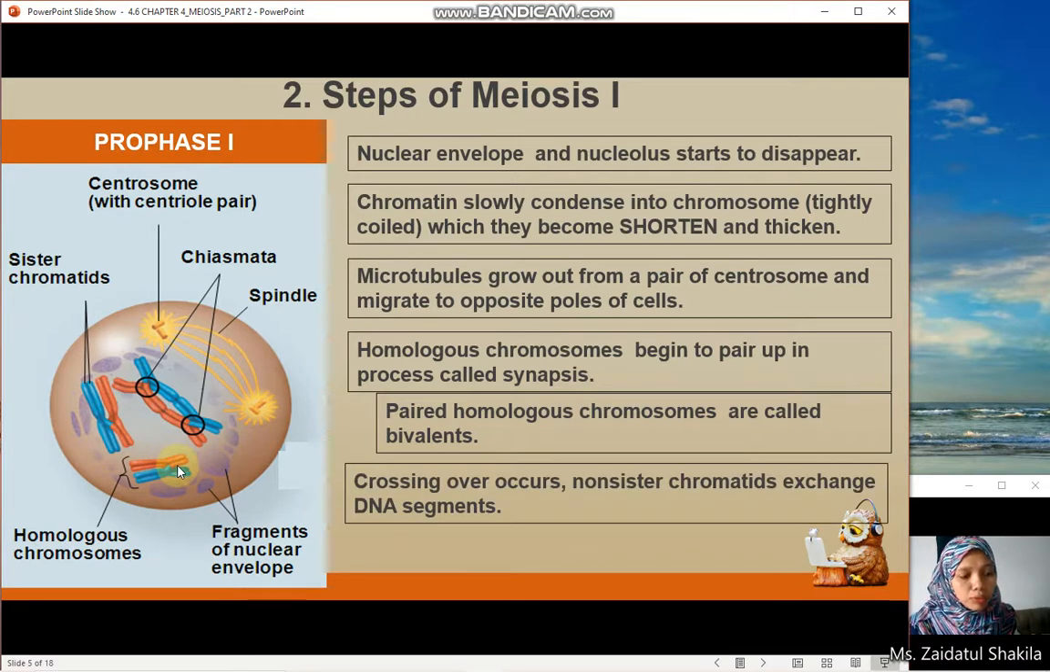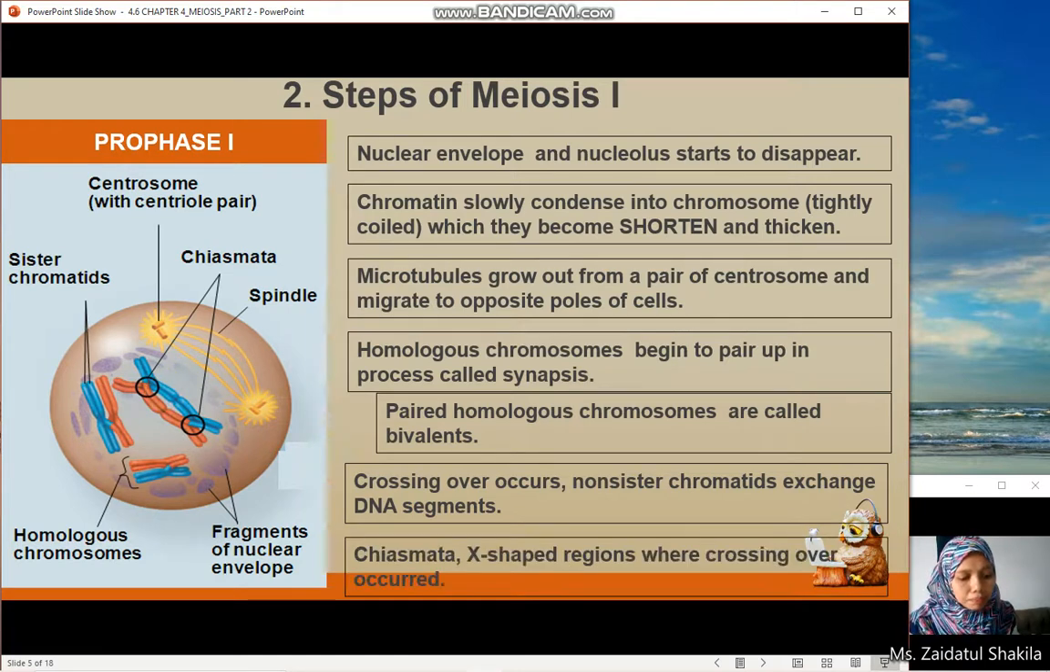During prophase 1, there is an important event, which is crossing over. Crossing over occurs during prophase 1. The non-sister chromatids exchange their DNA segments. The place where crossing over occurs, we call chiasmata. Chiasmata is the X-shaped region where crossing over occurred.